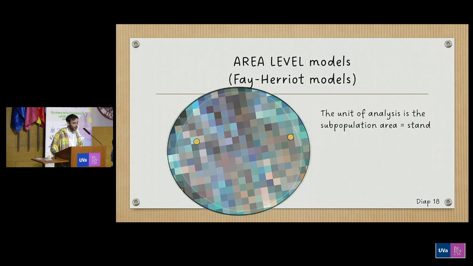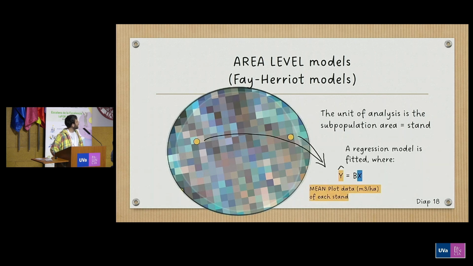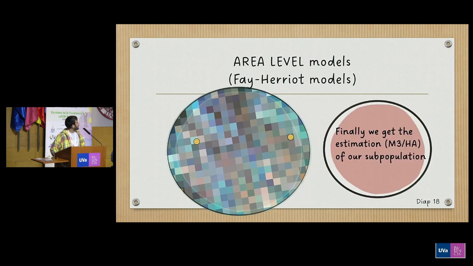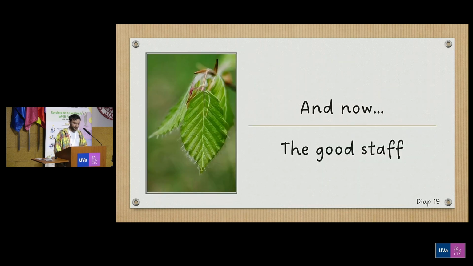And the area level models, also called the Fay-Herriot models, the unit of analysis is the subpopulation area, or the stand, that is the whole circle. And in this case, we are going to fit a regression model that uses the mean of the plots as the dependent variable, and the independent variable is going to be the mean of all the pixels. Finally, we are going to fit a regression model and get estimations for the stand also.